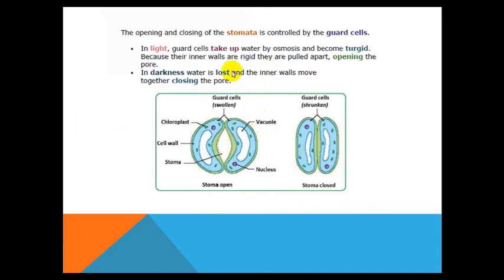Okay, what you guys have to know about stomata is it is being controlled by the guard cell. So this guard cell helps to control the opening and closing of the stomata. In light, the guard cell will take up water by osmosis and become turgid. So as they become turgid, it will make their inner cells pull apart, so that opening up the pore. So meaning that the stoma will open. In darkness, the stoma is closed because the inner walls move together, closing the pore. Okay, so in short, during daytime, the guard cell will remain open, and nighttime it will close.